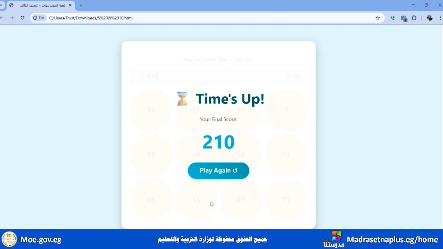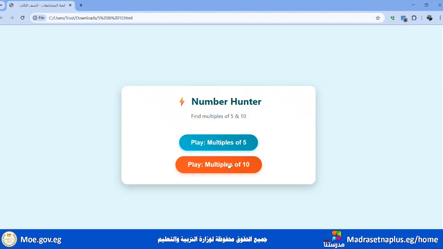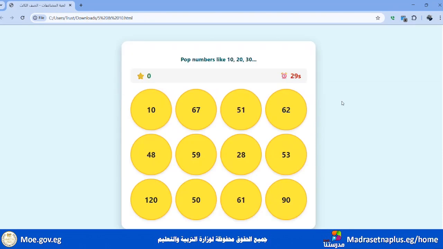Oh, look, we got a high score. By exercising, by practicing, you will get a high score. This is for what? For multiples of 5. What about multiples of 10? Let's get it. Multiples of 10. Yes, this time it's easy to get a multiple of 10 by clicking any number.